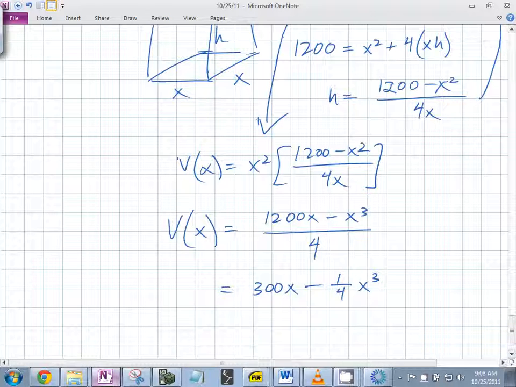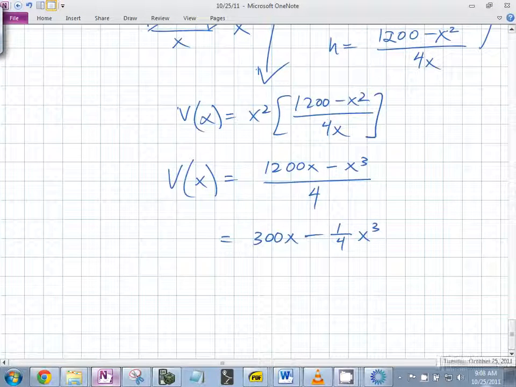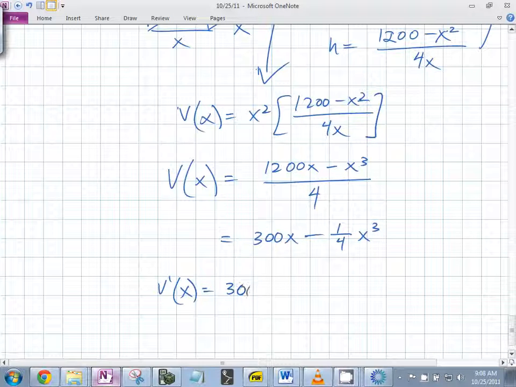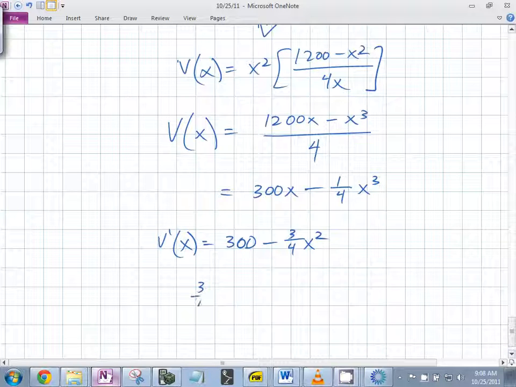We're looking to maximize that, so we're going to take the derivative. That's correct. So we end up with v prime of x equals 300 minus 3/4 x squared. Correct. So you want to look for what 3/4 x squared is equal to what?